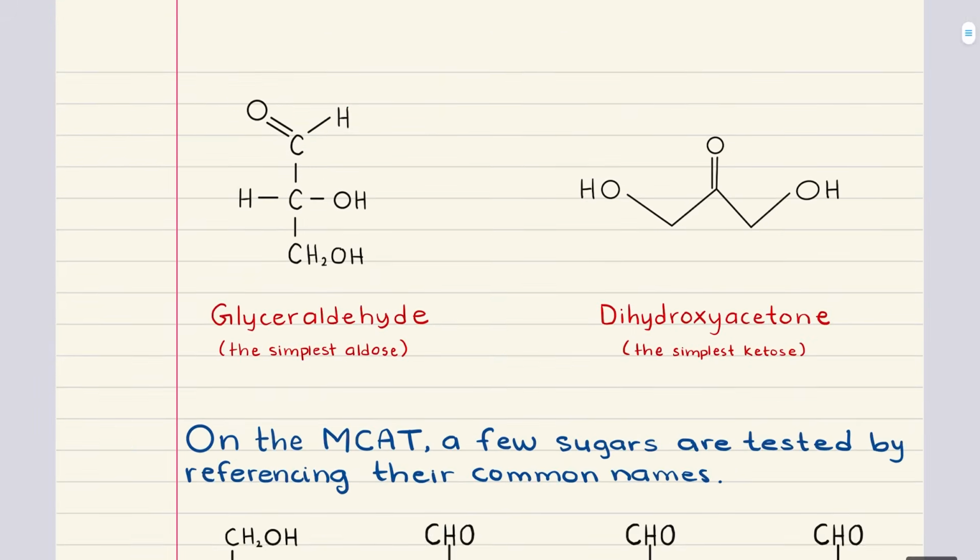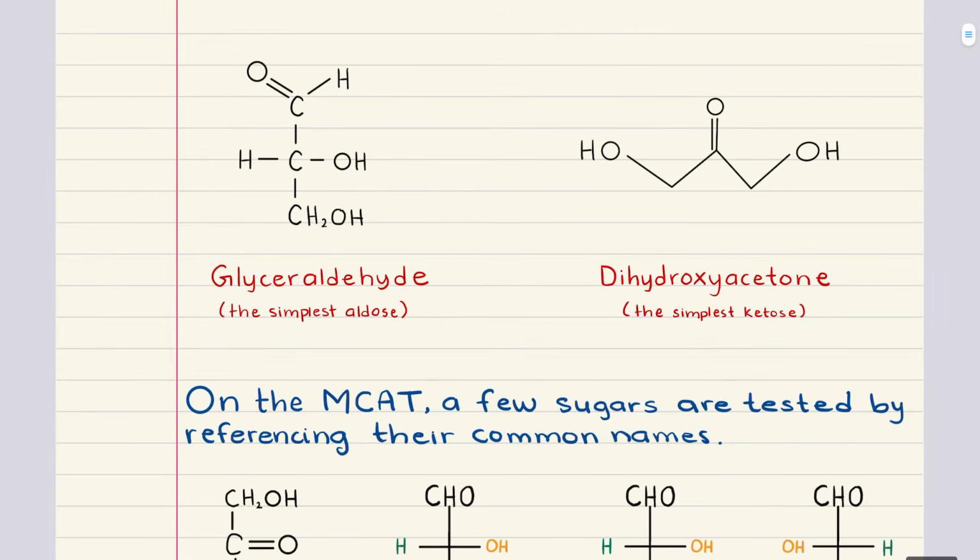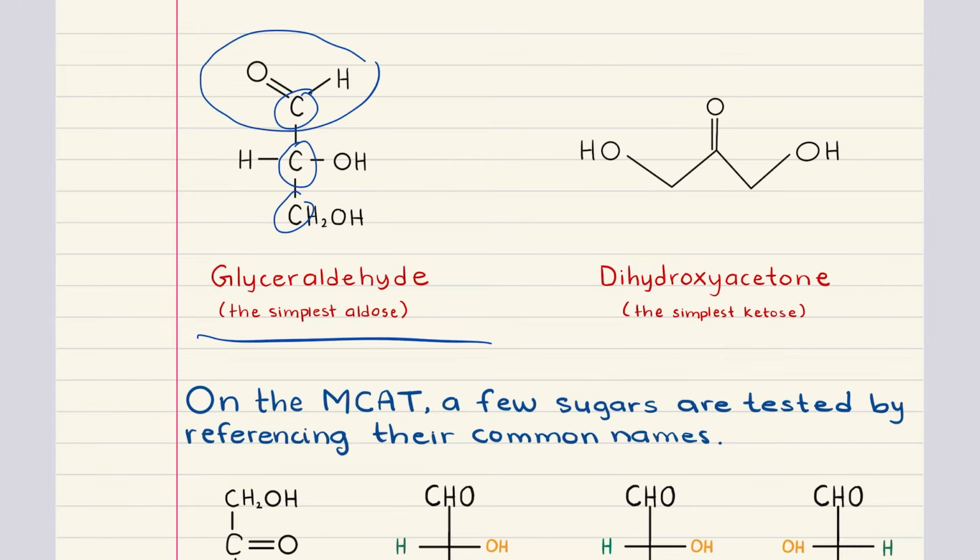Let's now look at 2 examples. Here on the left, we have glyceraldehyde. This is the simplest aldose. You'll notice it has 3 carbon atoms, which makes it a triose, and its carbonyl group at the top of the chain is an aldehyde. So this is an aldotriose. Then on the right, we have dihydroxyacetone. This is the simplest ketose. Notice it also has 3 carbons, but the carbonyl group is in the middle carbon. So this is a ketotriose.